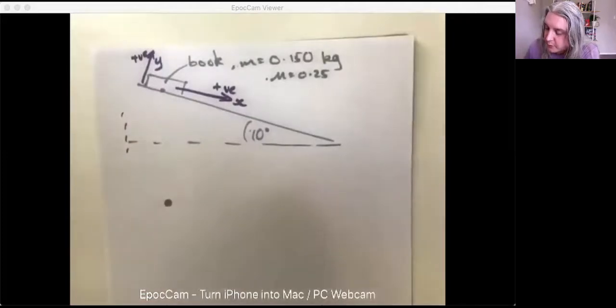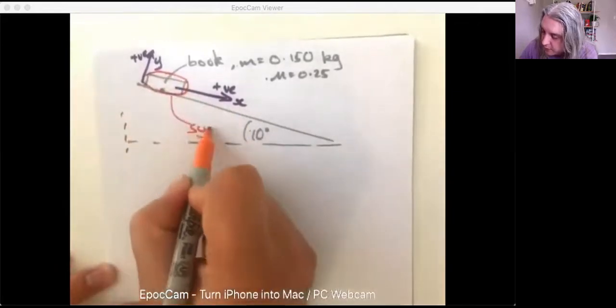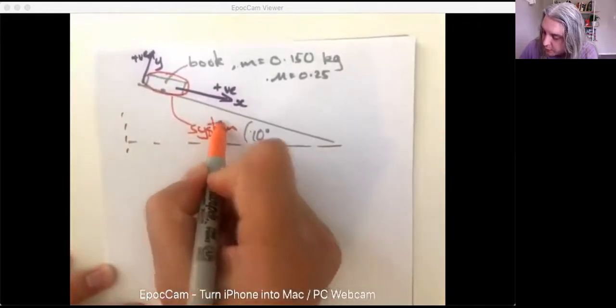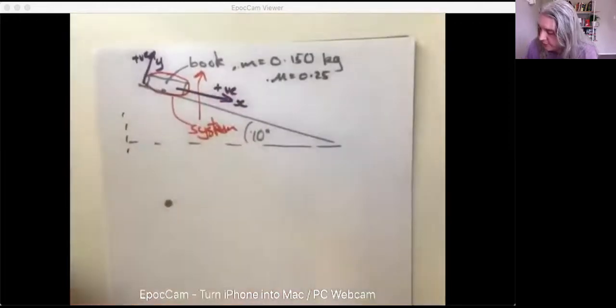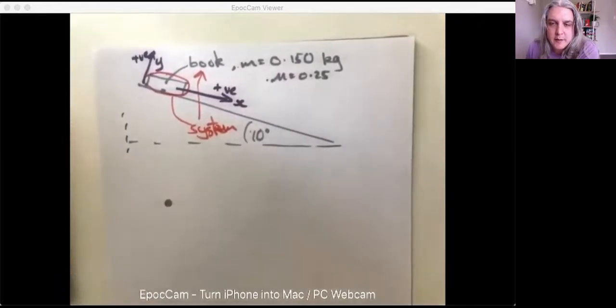The system itself, our system is just going to be the book. All right, so the system is just the book. That's all we have for our system. We don't want to include the slope, because if we include the slope in our book, then we can't include the normal force in our analysis, and that's how we figure out the friction, because the friction is a force by the slope onto the book, as is the normal force.